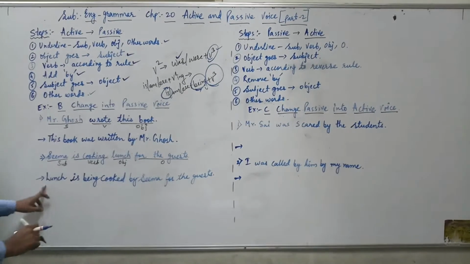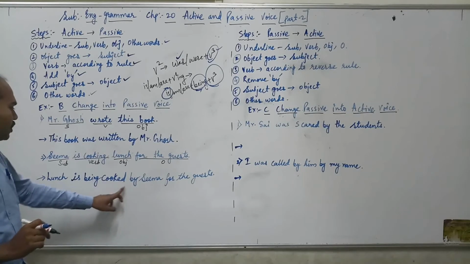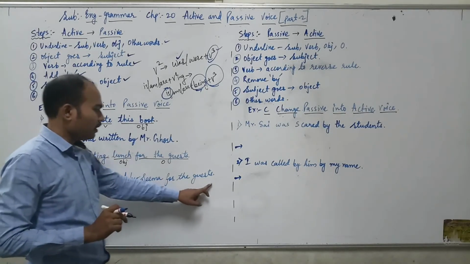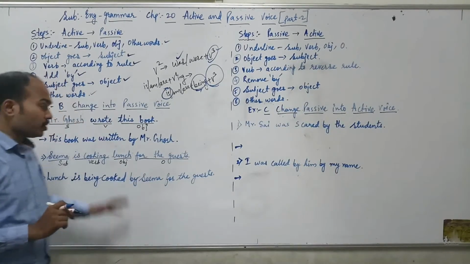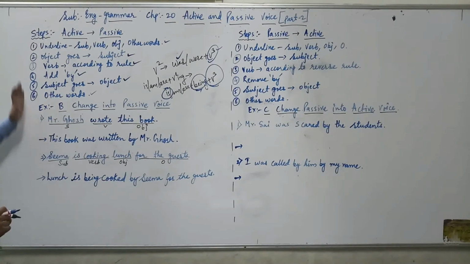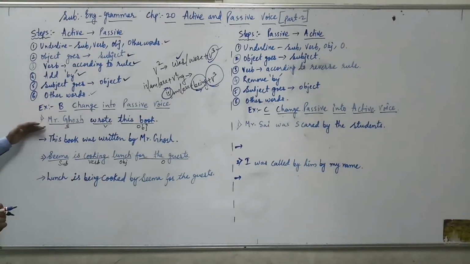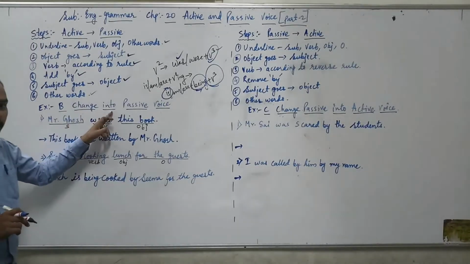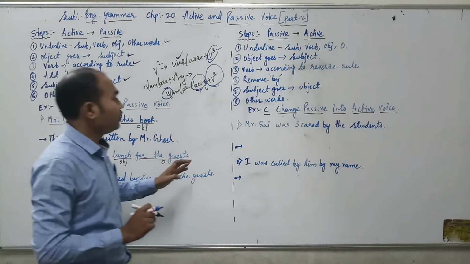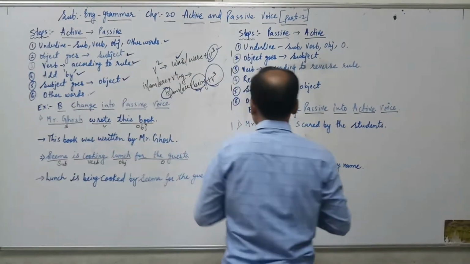So answer is lunch is being cooked by Seema for the guest. Full stop. So students, in this way, by utilizing the steps, we have to change sentences from active to passive voice. This was exercise number B. Okay. Now we will do the next exercise.